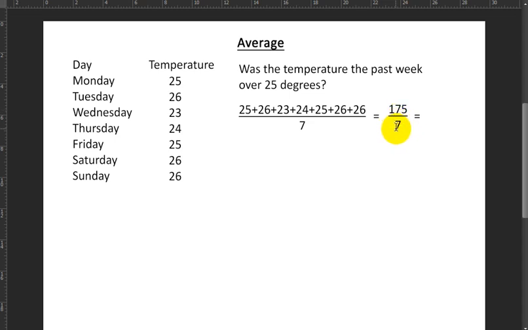So I would say, how many times does 7 fit into 17? That would be twice. And then how many times does 7 go into, well, I would get 35 here. You can do this division vertically if you want to. That's perfectly fine. And what I would get is 25. So was it over 25 degrees? No, the average temperature was exactly 25 degrees, so it wasn't really that hot. So that was another example of how we would use averages and how we find the average of a data set.